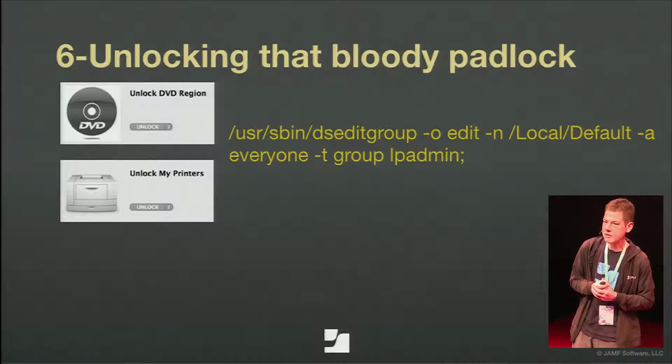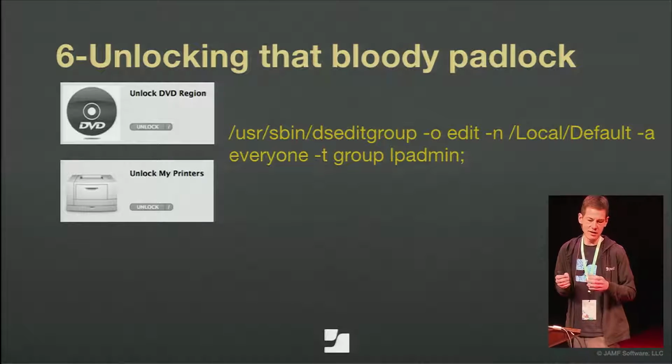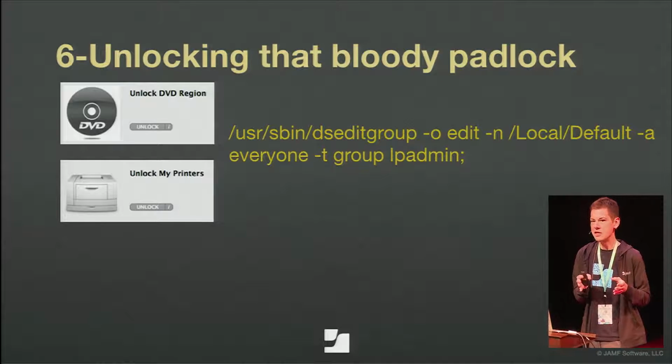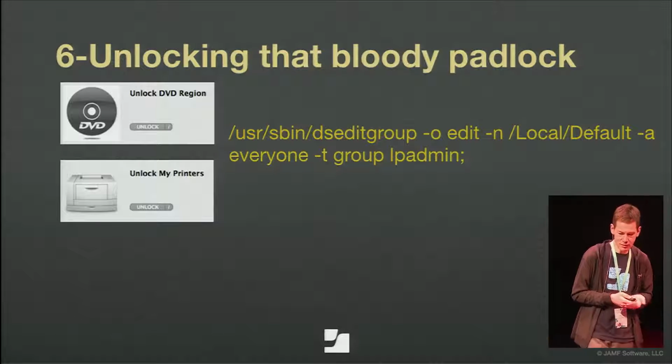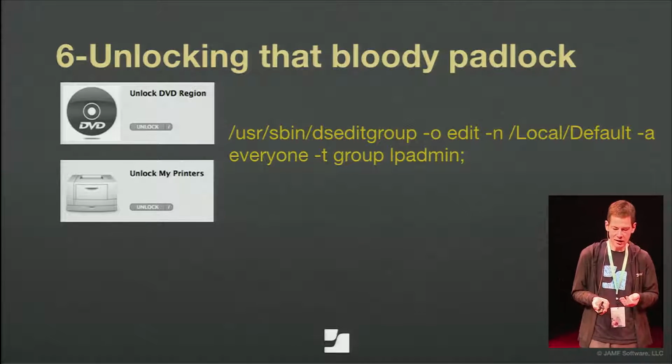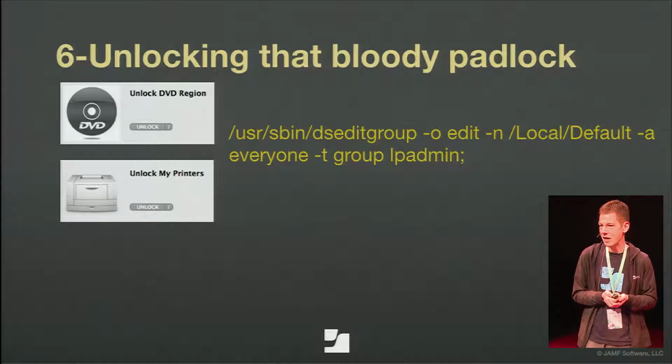Number 6, padlocks in System Preferences. There's a number of them. They're in the printers area. You see them all the time in the network area. Some of them I want there. Some of them, I don't know why that functionality is restricted. So we've added to self-service the ability for people to unlock them. The unlock for printers is very simple. It's simply adding people to the admin group for a limited period of time.